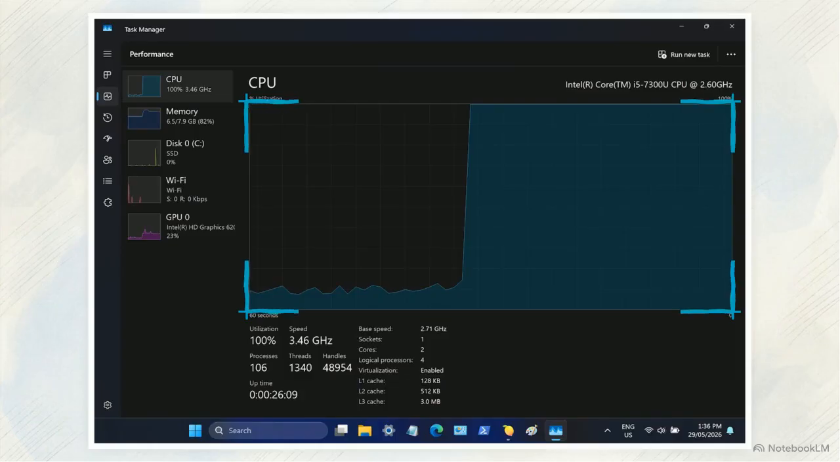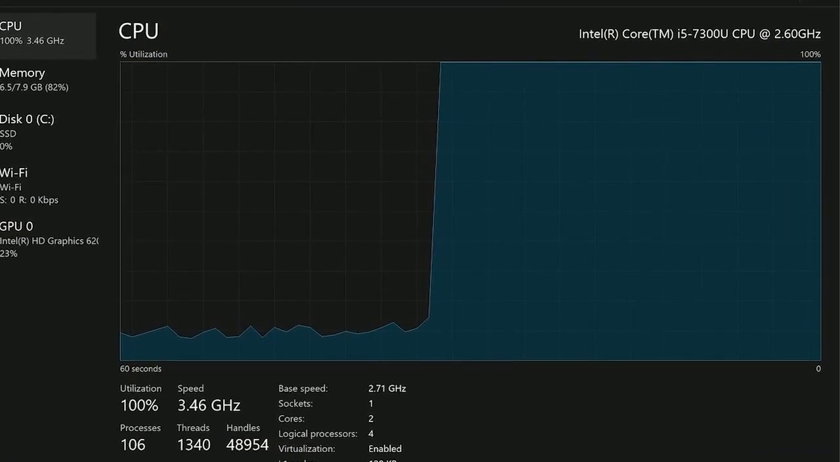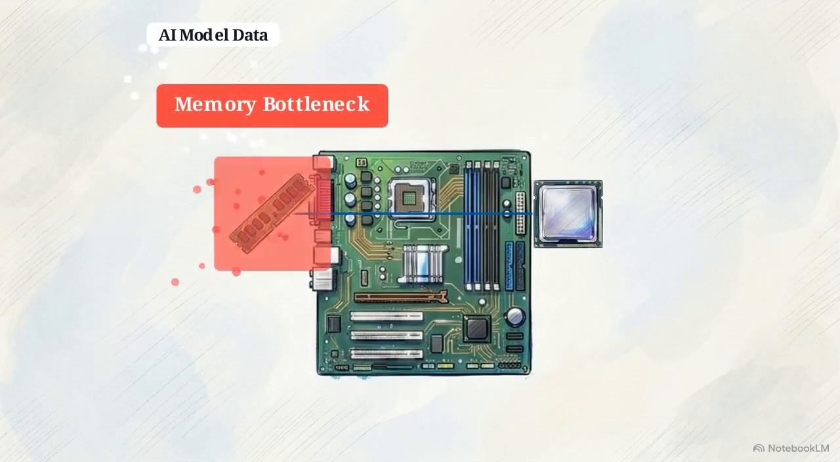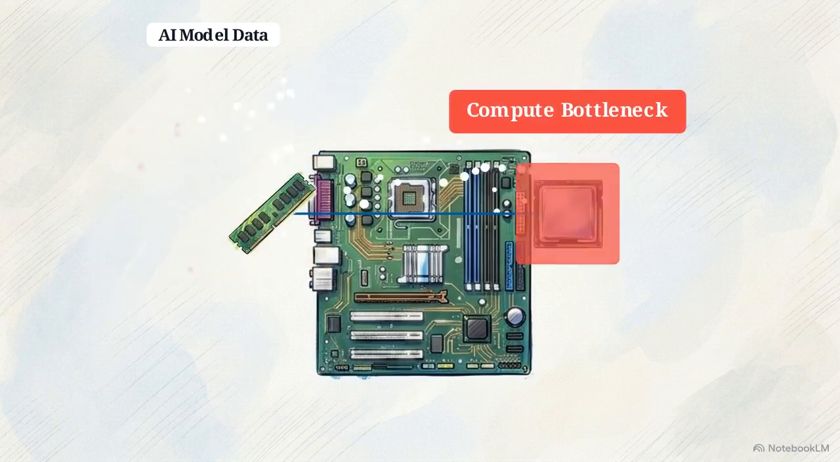This graph shows the CPU utilization during an active generation. An older dual-core processor is immediately overwhelmed by standard workloads, hitting 100% capacity almost instantly. This creates a dual bottleneck. First, a memory bottleneck, where the physical neural network is too large for the RAM. Second, a compute bottleneck, where the processor cannot calculate the necessary math fast enough to be useful.